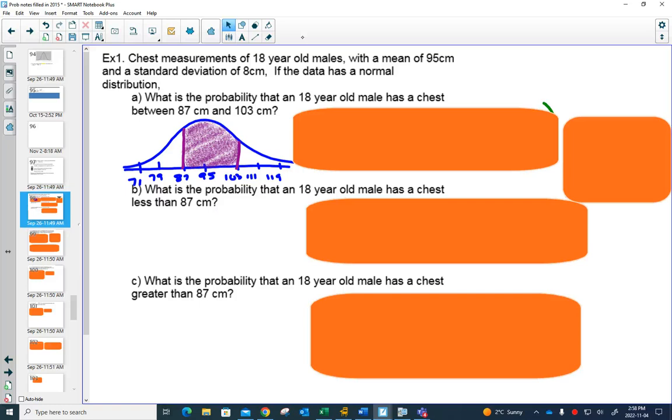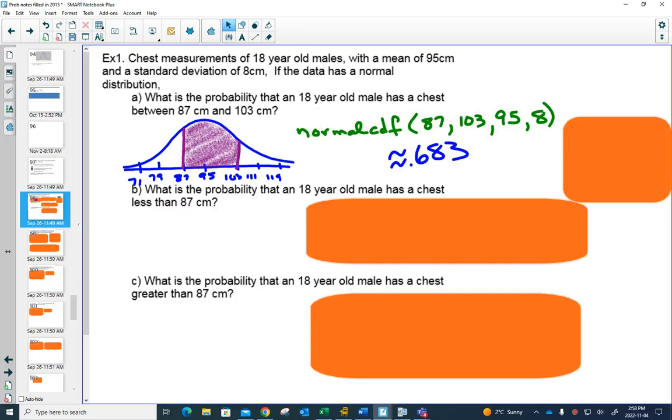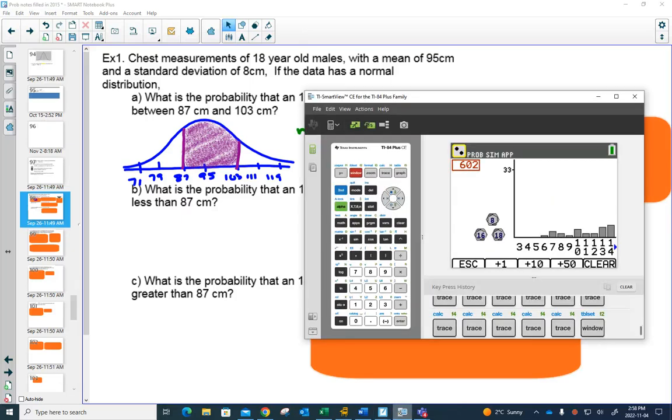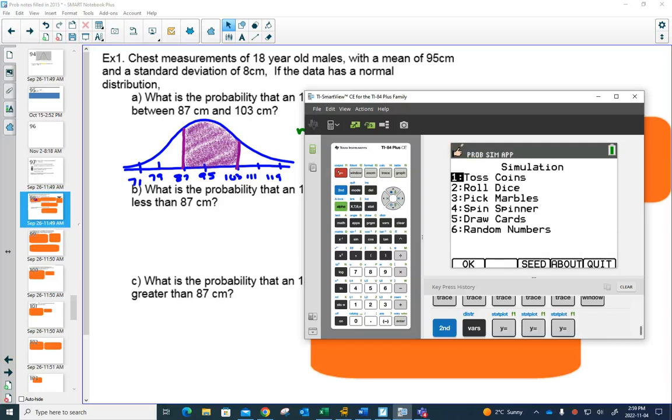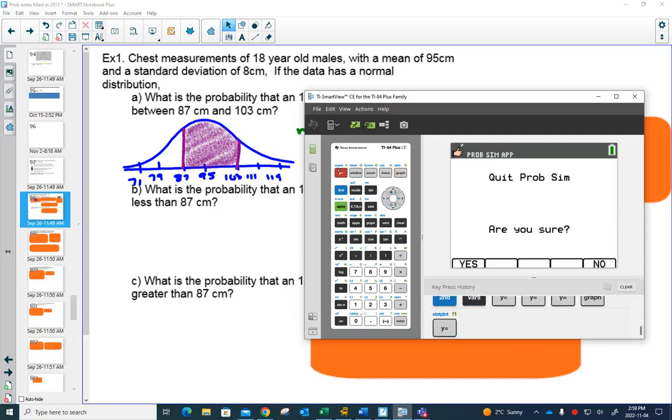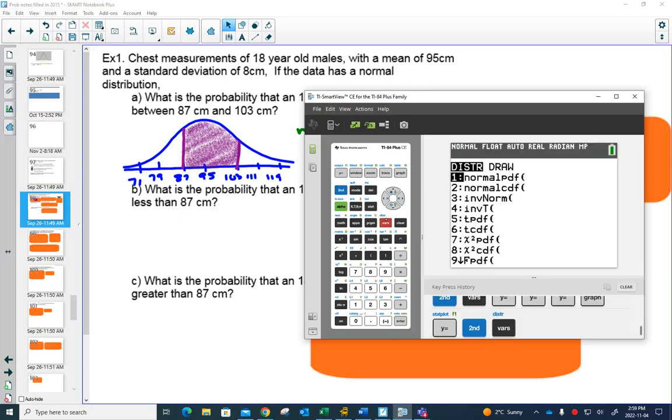Now, if we want to find it exactly, we have to go to our calculator. And on our calculator, we go second, distributions, maybe not, maybe I have to escape. Escape, yes, quit, yeah, I'm sure. Okay. Second, distributions, and it's right at the top, normal CDF. We have to do cumulative because we're adding up everything in between two values.